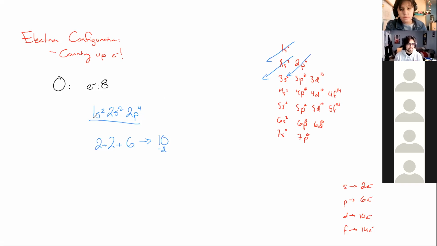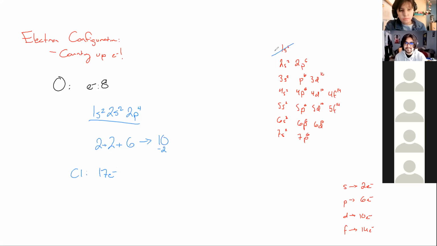Are there any questions on how this method works? Do you want to do another example? Yes. Okay, no worries. Let me go ahead and erase those arrows. Okay, let's do chlorine. How many electrons does chlorine have? 17. 17 electrons. Okay, so how do I start it off?